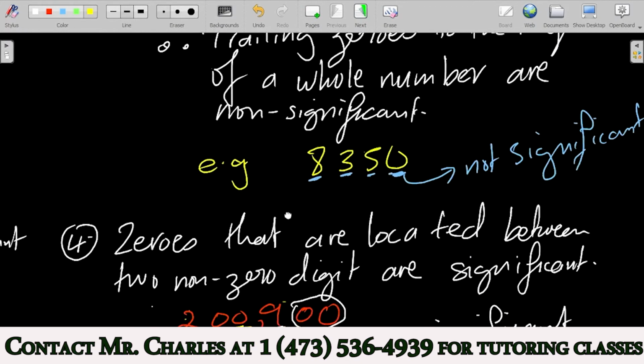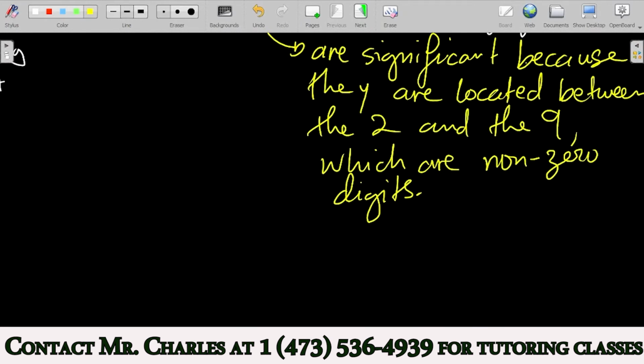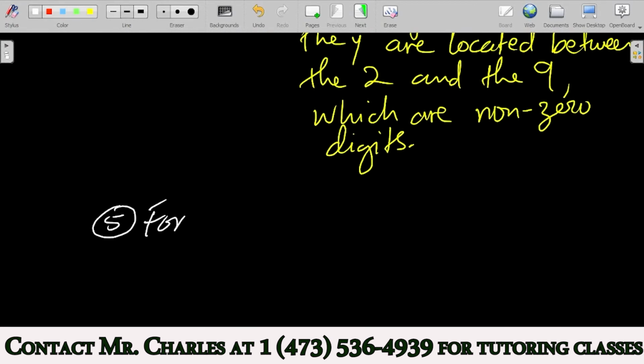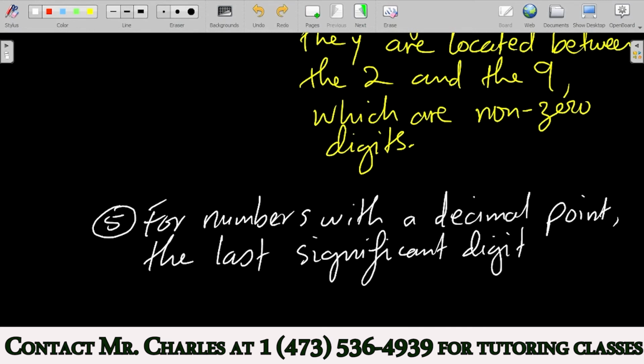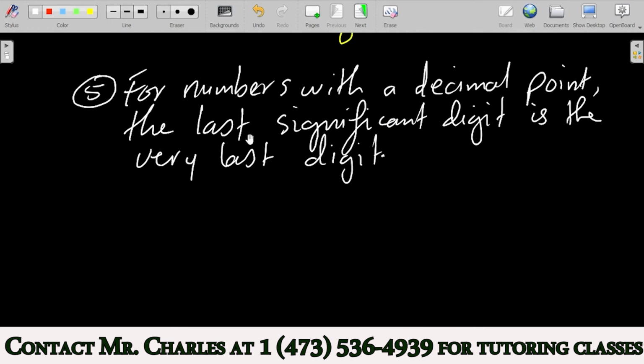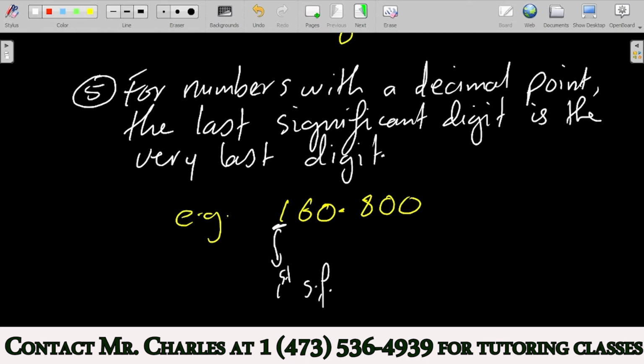Now, for decimal numbers, or numbers with a decimal point and digits to the right of the point, the last significant figure, or the last significant digit I should say, is the very last digit. So let's look at an example of that. If we have 160.800, the first significant figure would be the 1. So this would be the first significant figure, and this would be the last significant figure.